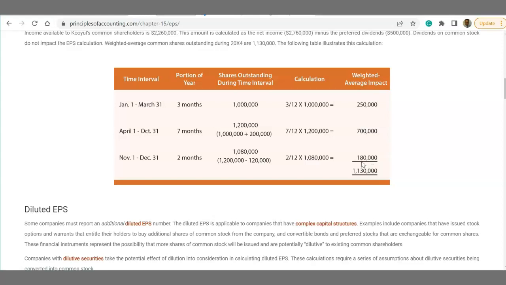We add them up, so the weighted average of shares outstanding for this company ends up to be 1,130,000. So this is a very important way to understand how you calculate the weighted average of shares outstanding, because in some cases you have 1 million shares, let's say for the first 3 months, and then later on it changes.